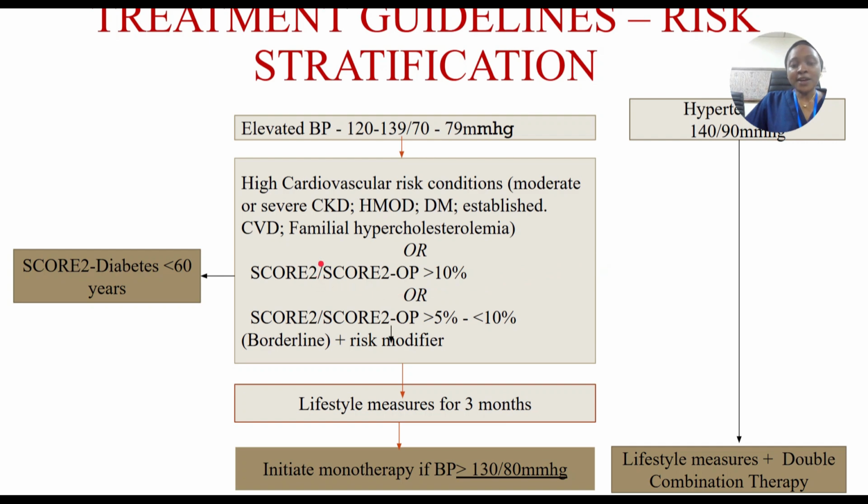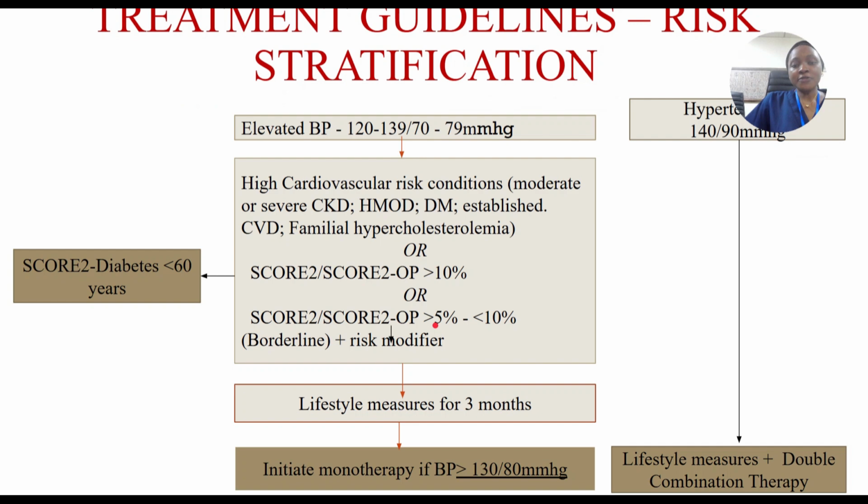Now, of note is the fact that SCORE2-OP refers to scoring for older persons. If your patient is more than 70, we would use the SCORE2 older persons. And then this SCORE2 here is for patients that are between the ages of 40 to 65. If a patient has a borderline score, so between more than 5% but less than 10%, we would bring in the concept of risk modifiers.